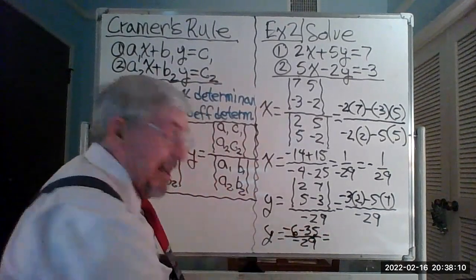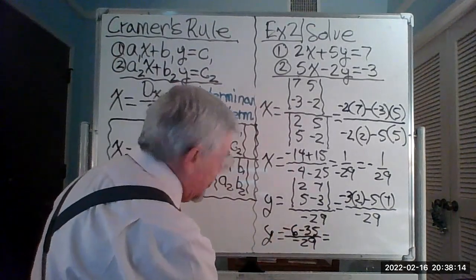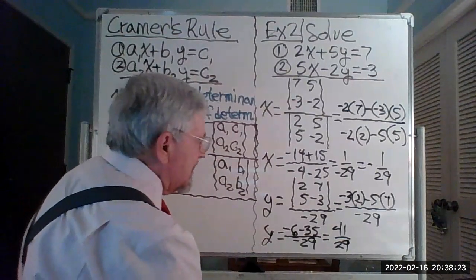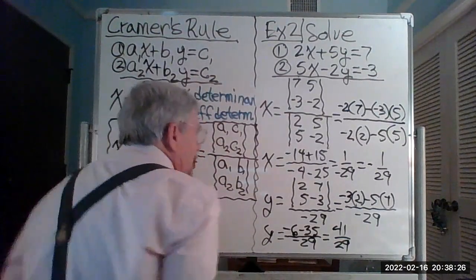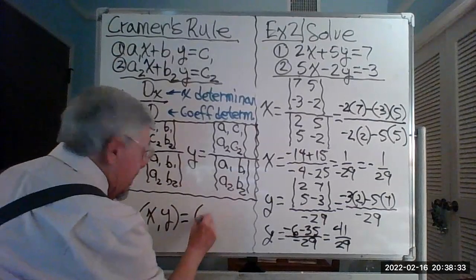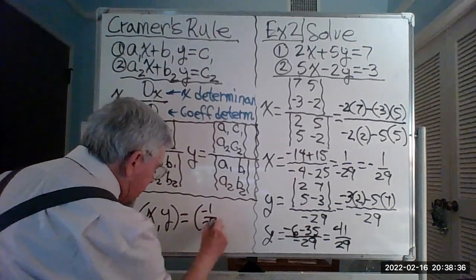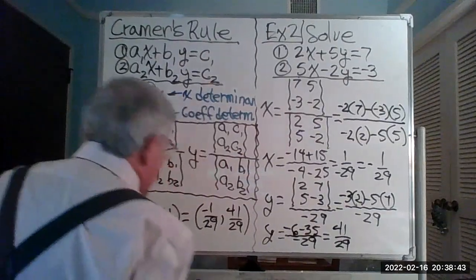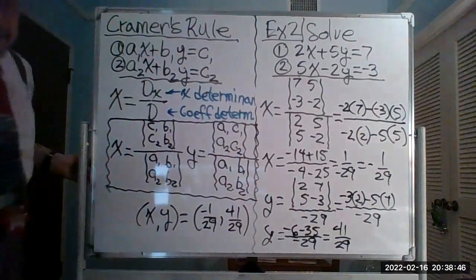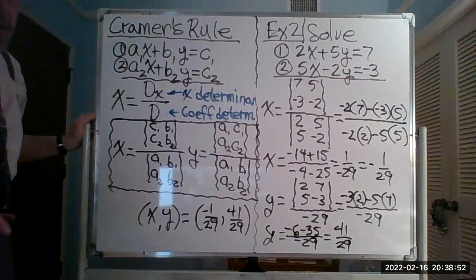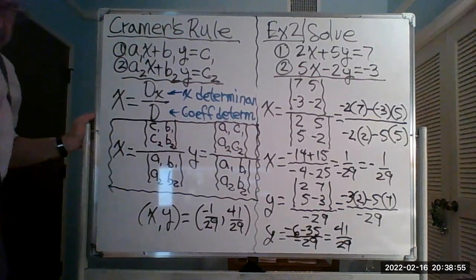Now notice a negative divided by a negative is a positive. So 6 plus 35 is 41, so y is 41 over 29. So notice the answer that I got. My XY solution, I'll write it over here so you can see it: x, y is equal to 1/29 and 41 over 29. You can see if I had to solve that by other methods, it's going to take a lot more arithmetic and be susceptible to a lot more sign errors. Whereas here I'm just plugging and chugging.